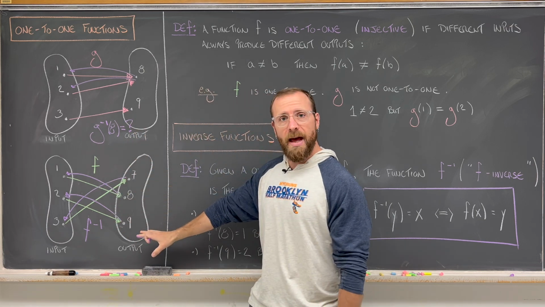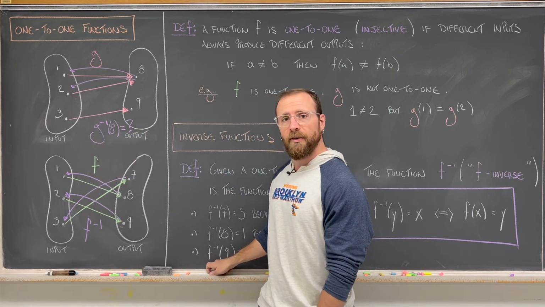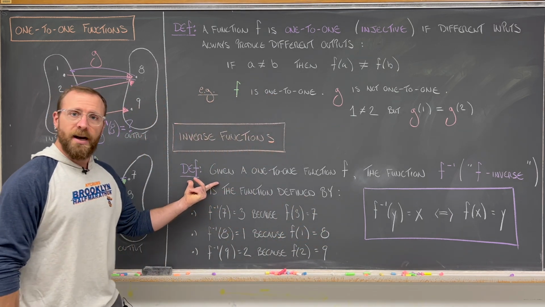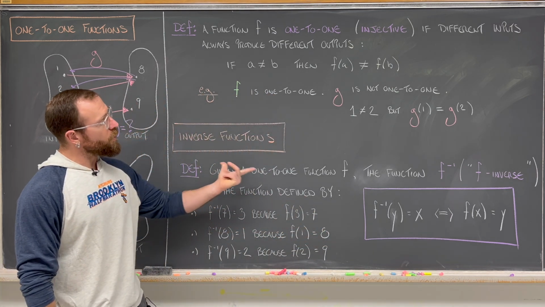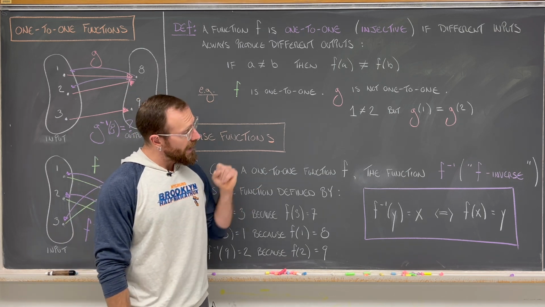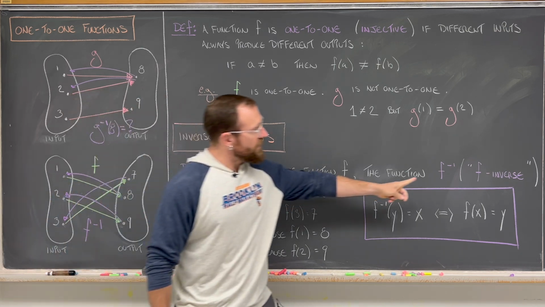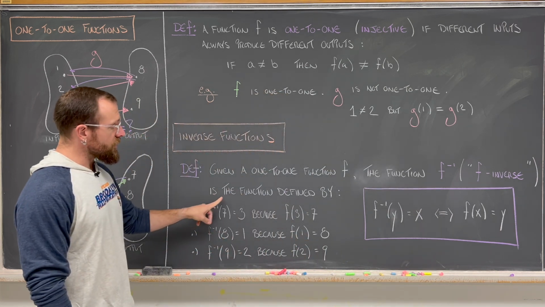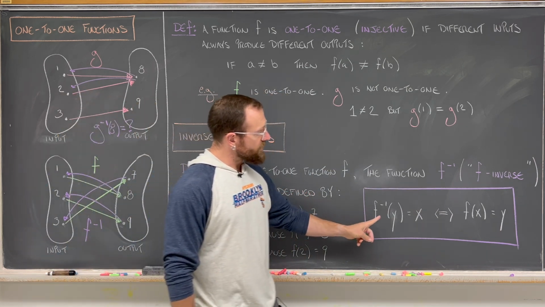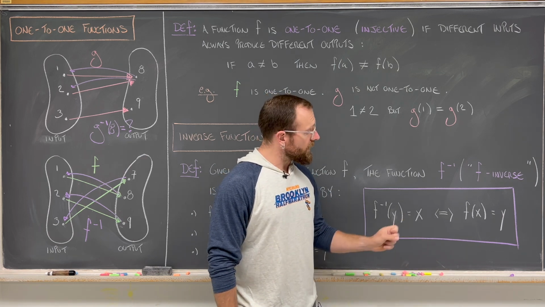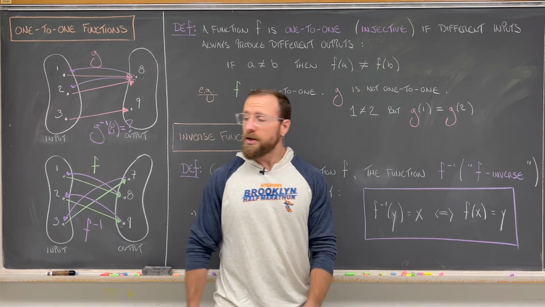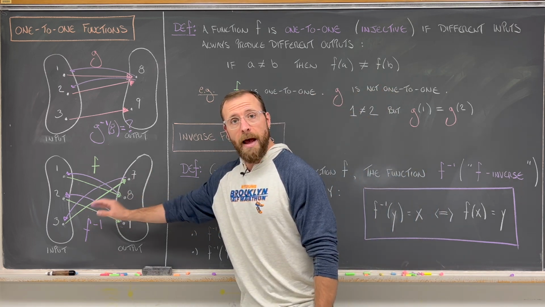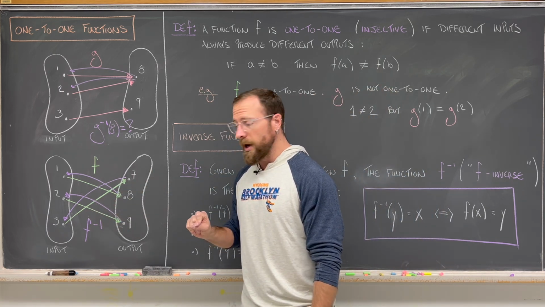I can do it with f. I can do this for one-to-one functions. What I'm doing is described here. I'm defining an inverse function. It says, given a one-to-one function, like f, the function f inverse, this is read f inverse, is the function defined by f inverse of y equals x if and only if f of x equals y. So that's what I was saying down here. I can define f inverse from f, because f is 1-to-1, in this way.